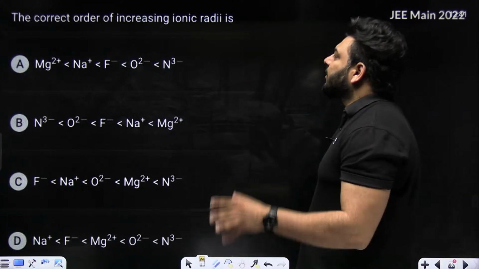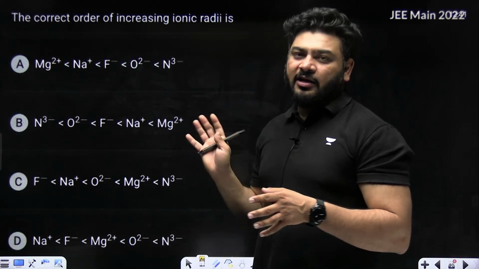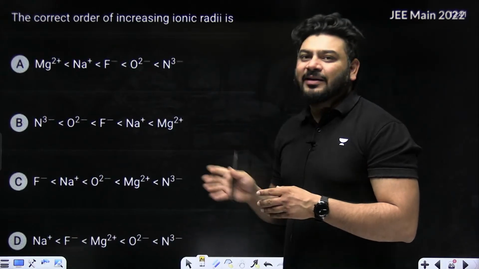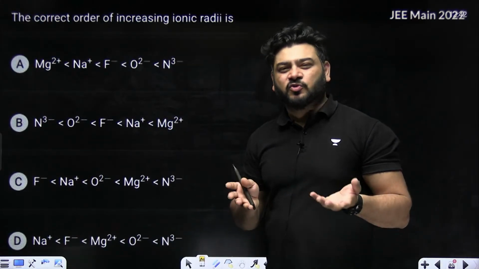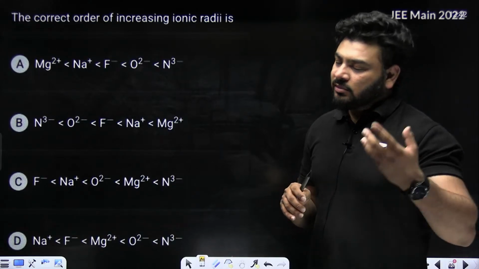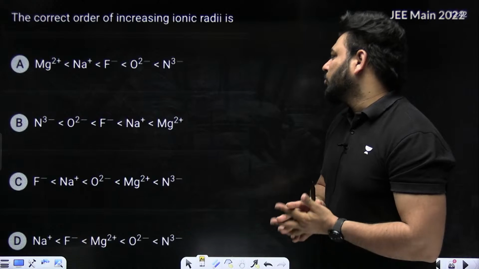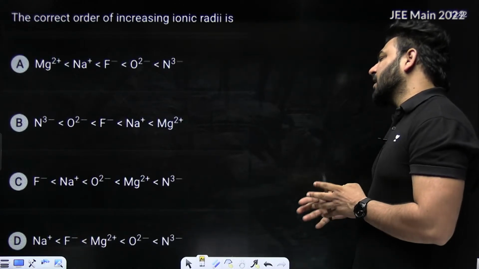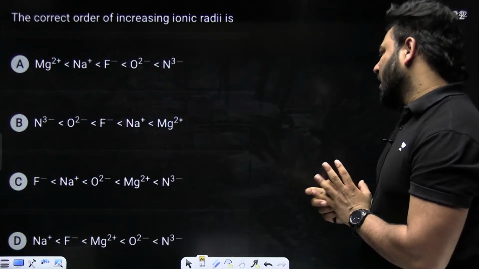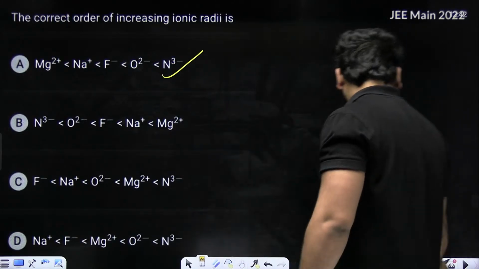The correct order of increasing radii, I think this is something which we have done very repeatedly. This kind of concept in isoelectronic species: radius is inversely proportional to Z. So if Z is higher, lesser is the atomic or ionic radii. I guess the correct answer should be nitride has the highest size, followed by oxide, fluoride, sodium, and then magnesium. This is correct actually.